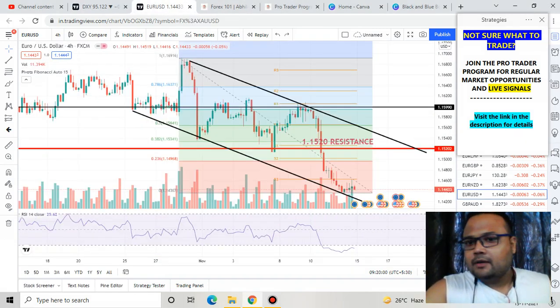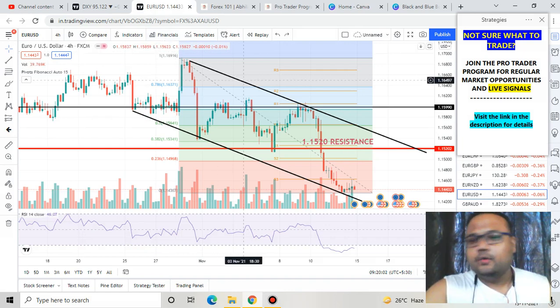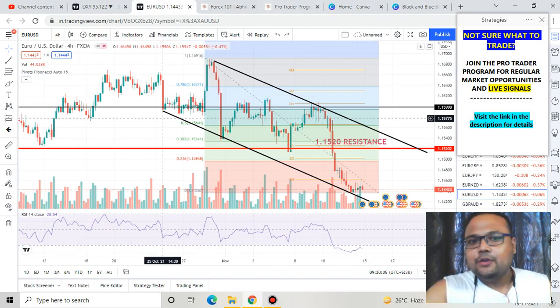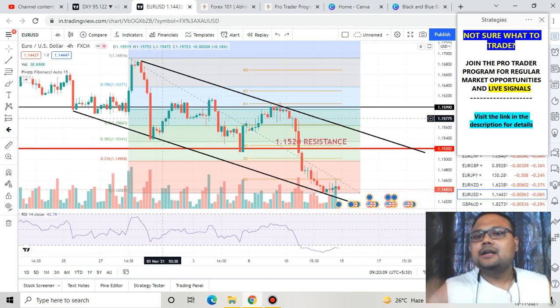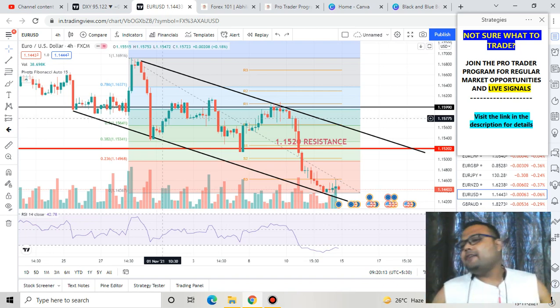And this is our chart of beloved Euro USD. And as I said, Euro USD is standing at a 52 weeks low. You can easily see on the chart that the market is under the dominance of sellers right now. So that is a very bad thing.